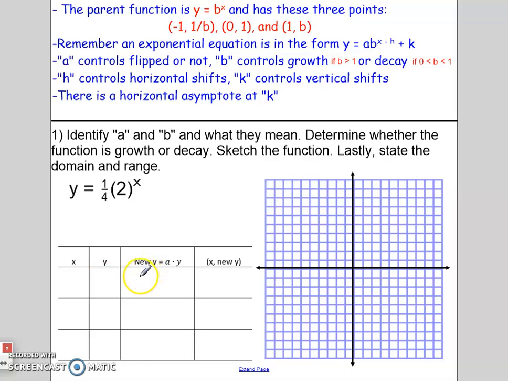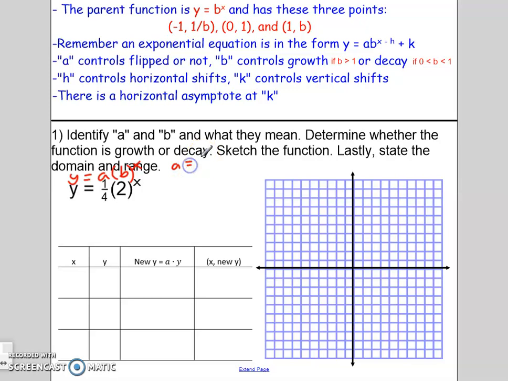So in this first example, we're going to identify the values of a and b and talk about what they mean. Then determine if it's going to be a growth or decay function. Sketch the function, and lastly state the domain and its range. So when I compare the given equation, y equals 1/4 times 2 to the power of x, I would probably write the generic form of the equation on top. That way I can quickly identify who is who.